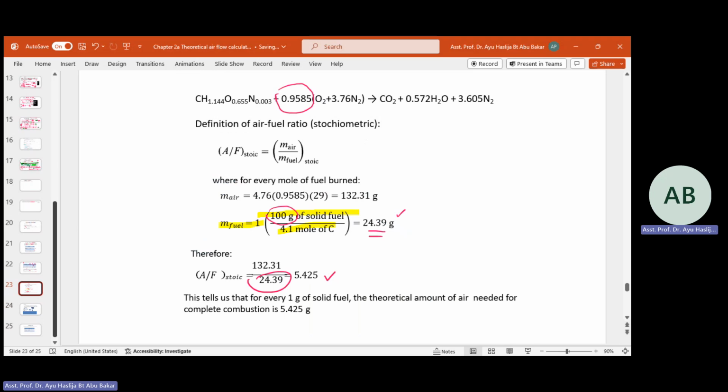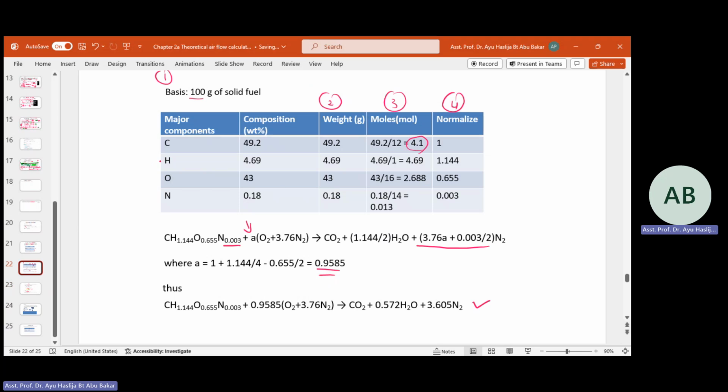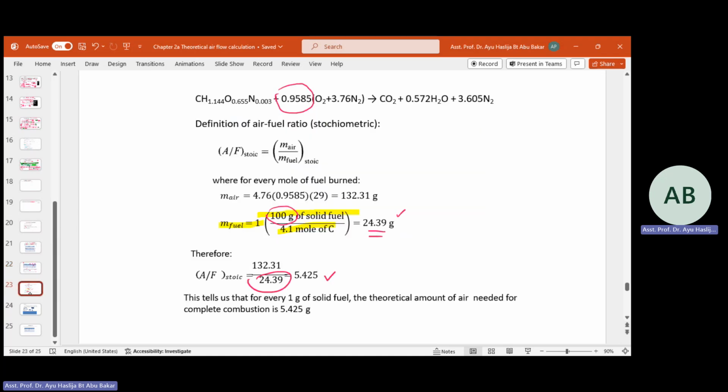Because that one is the major constituent in solid fuel. Yes, we can also include the rest, if all are known values. You can also do it, because it is based on 100 gram of solid fuel, where earlier you already found the moles of everything, right? So you can also include them, no issue. The answer will be different. So if I see your answer is not the same as mine, I will look here at what you divided by.